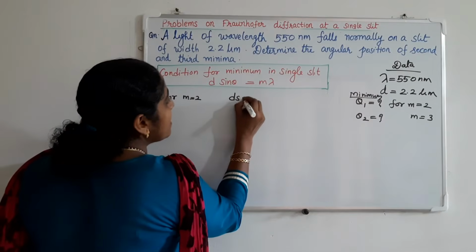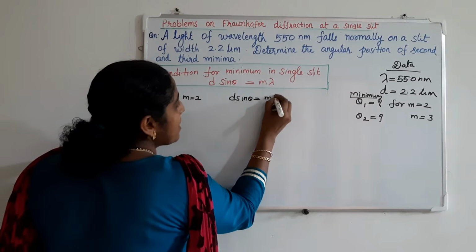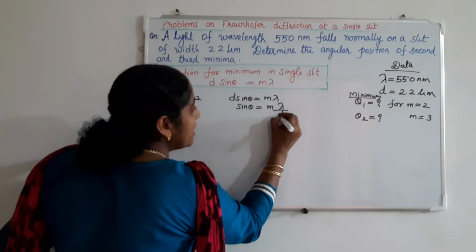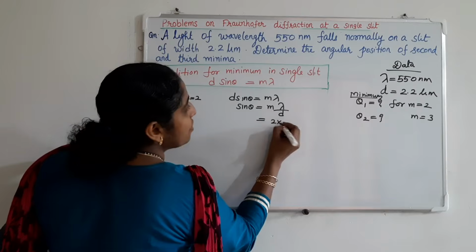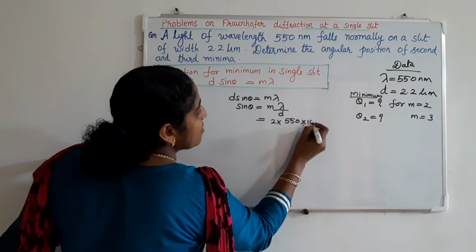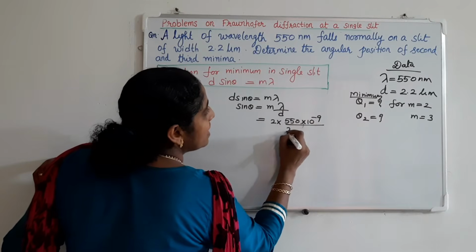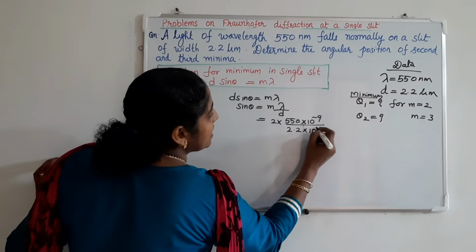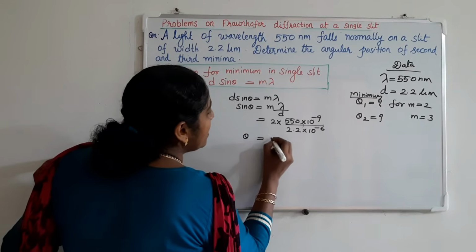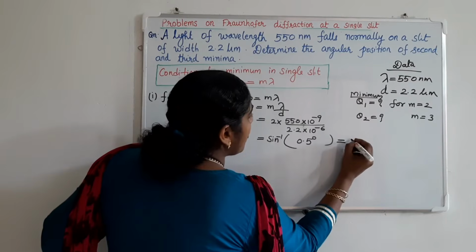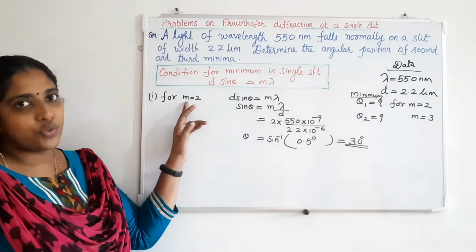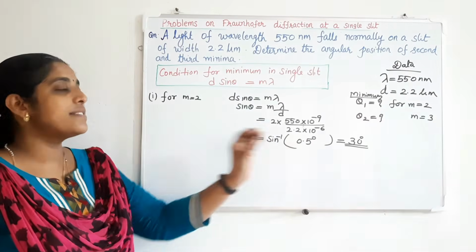So d sin theta is equal to m lambda, that is sin theta is equal to m lambda by d. So that is 2 into lambda is 550 nanometer, that is 550 into 10 raised to minus 9 divided by d is 2.2 micrometer, that is into 10 raised to minus 6. So theta is equal to sine inverse of 0.5, which is 30 degrees. So the angular position for m is equal to 2, that is for the second minimum, is 30 degrees.